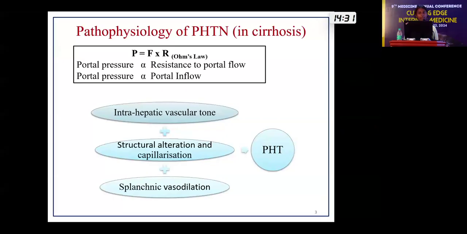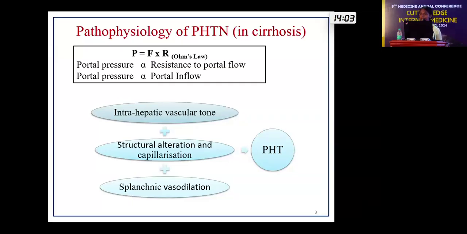Now, just starting with the pathophysiology of portal hypertension, as we know, the portal pressure depends upon the flow in the portal vein and also the resistance offered by the vessels. So in portal hypertension, there is increased hepatic vascular tone, structural alteration and capillarization, and splanchnic vasodilation, all leading to portal hypertension. Now, how do we measure this portal pressure?